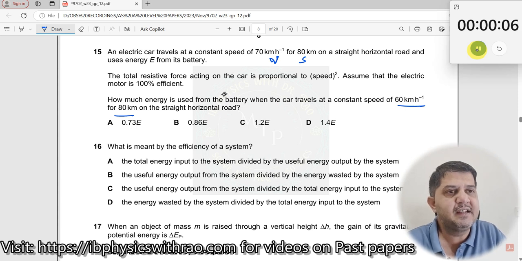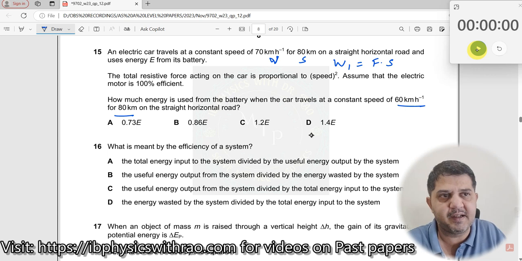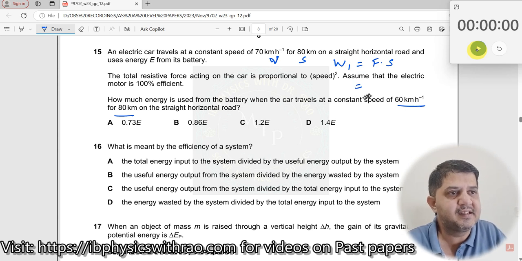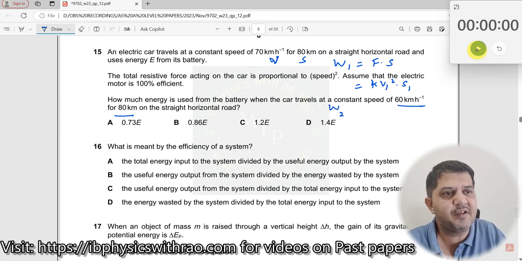Now, what we do is let us consider the work done in this case. The work done in the first case, let me write W1 over here, is force multiplied by displacement, right? Now, what is this force? It is doing work against the air resistance, so force is proportional to V square. So, I can write this as K V1 square multiplied by S1. Similarly, I can write W2 is equal to K V2 square into S2.